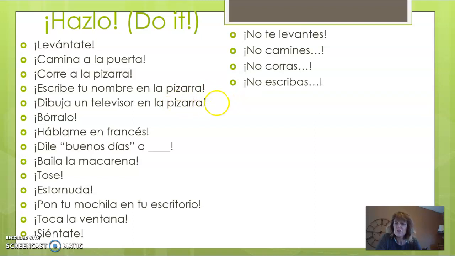Dibujar is to draw. What would be don't draw a TV set? You're a horrible drawer. Don't do it. Don't draw. No dibujes un televisor. I think you guys are getting this.